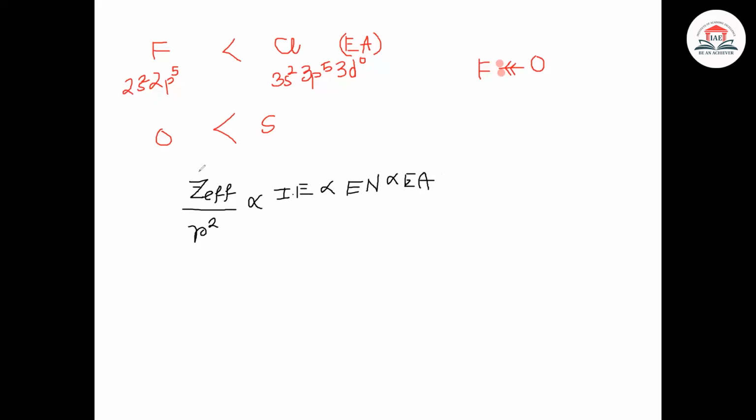Like, see, Z effective by R square. So if Z effective is higher and the radius is smaller, then these properties will be larger. So in a particular group, when you are going from top to bottom, what happens? R increases, right? Yes, ma'am. So if R increases, that is R square increases. And if R square increases, the overall factor, Z effective by R square, will decrease. That is, ionization energy will decrease. Electronegativity will also decrease. And electron affinity will also decrease.